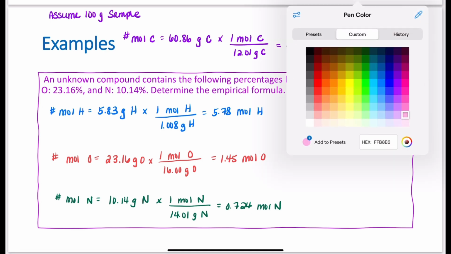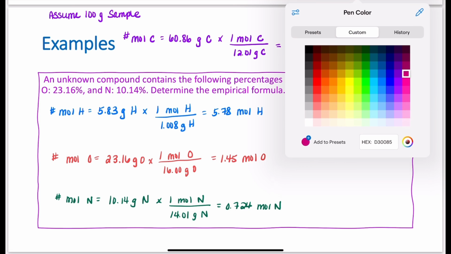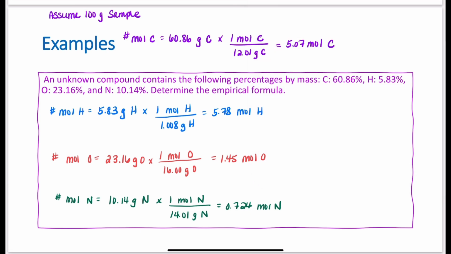I look at all of them and I see that nitrogen has the smallest ratio, the smallest number of moles, I mean. So I'm going to use that to find my ratios. For carbon, I've got 5.07 moles of carbon to every 0.724 moles of nitrogen. This gives me a value of 7. What that means is 7 carbon for every 1 nitrogen.